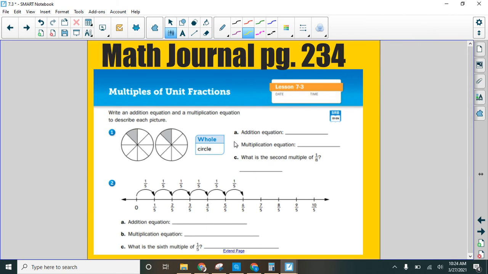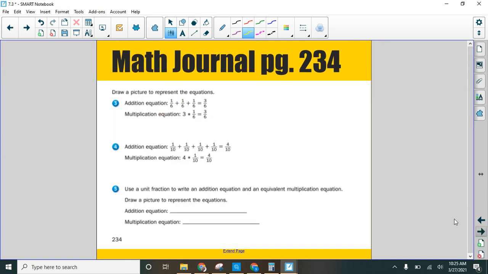So you can see that you are going to be representing some of these pictures and number lines with an adding equation, a multiplication equation, and then telling the multiple, right? This is the new piece today, looking at multiples of unit fractions. Down here, you're going to be drawing a picture to represent these on number 3 and number 4. Your picture should be out here. Okay, and down here to use a unit fraction to write an addition equation and an equivalent multiplication equation. Okay, and you're going to draw a picture so you get to create your own down there.